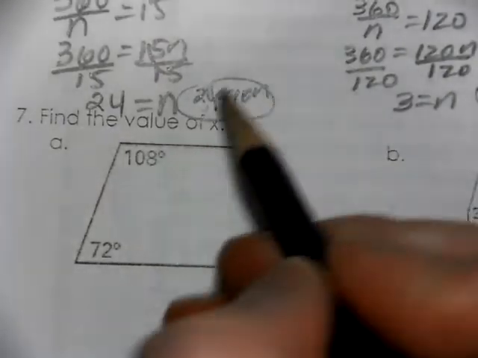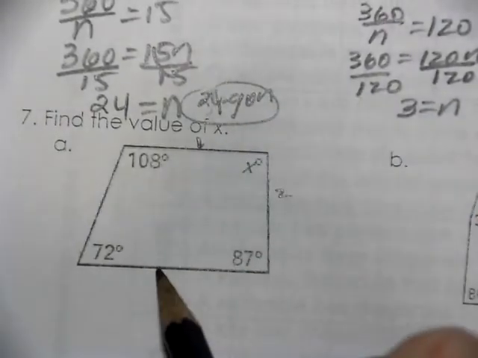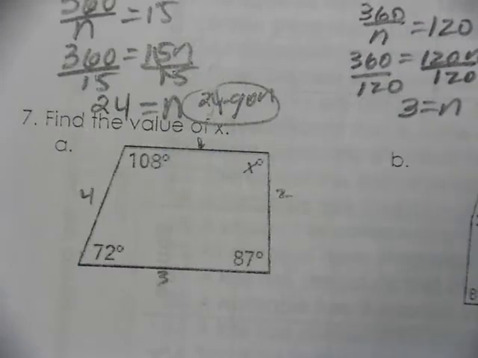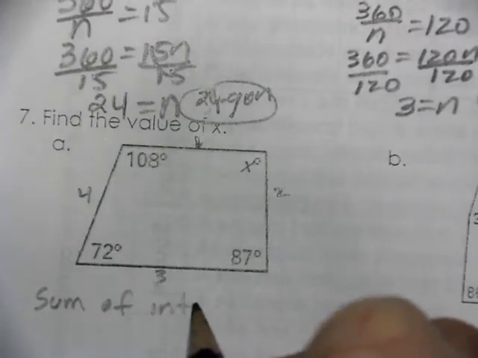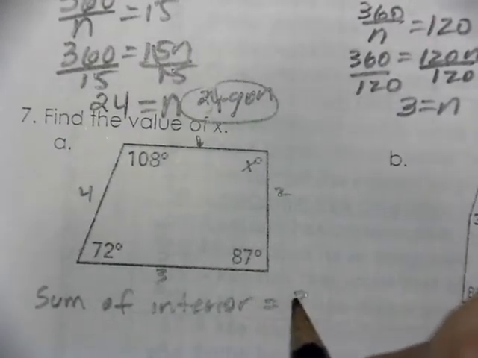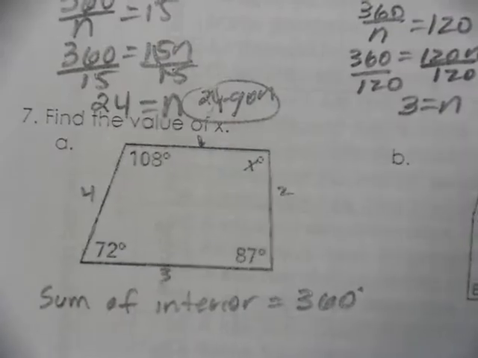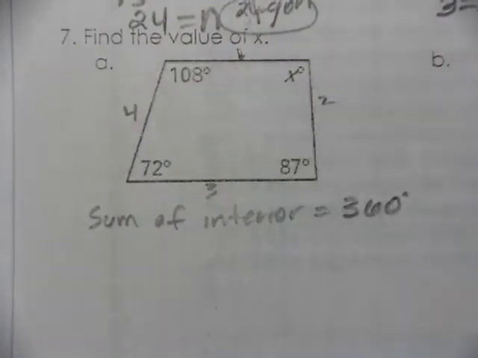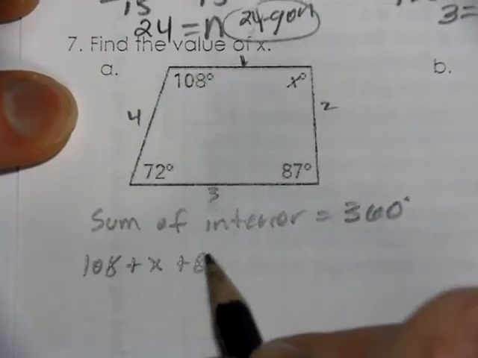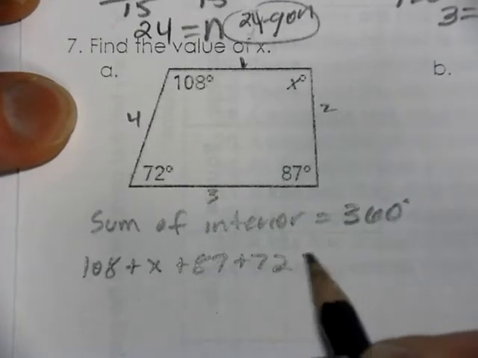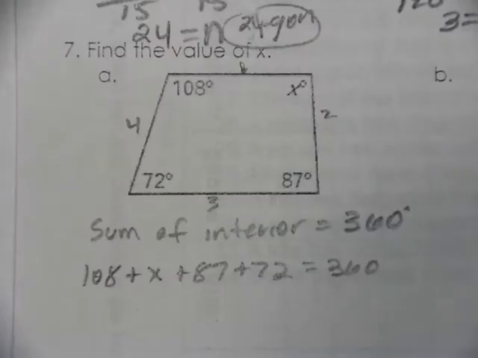Well, the first thing we look at is the number of sides that this has. Very important. So if it has 4 sides, that's a quadrilateral. The sum of the interior angles equals 360. We know that for every quadrilateral. We really don't have to do a formula. If you need to do it, n minus 2 times 180, go ahead. Then we can say 108 plus x plus 87 plus 72 adds up to 360.